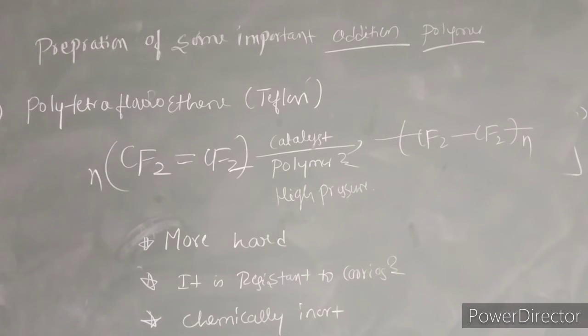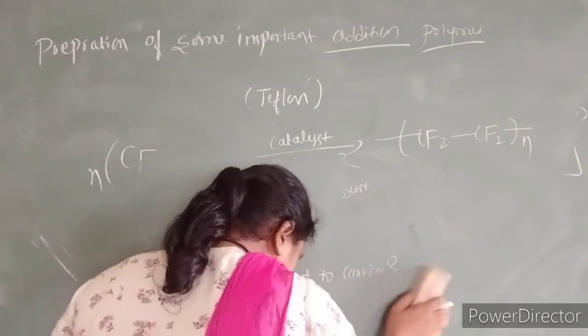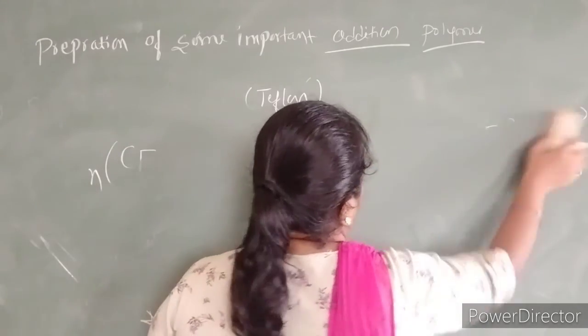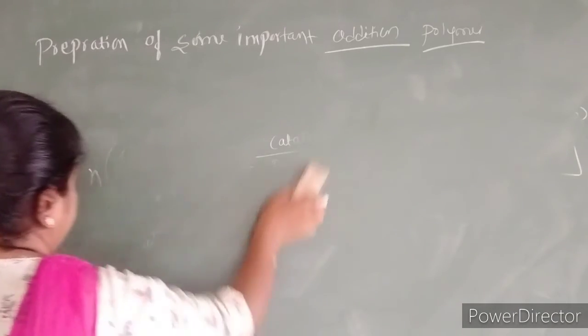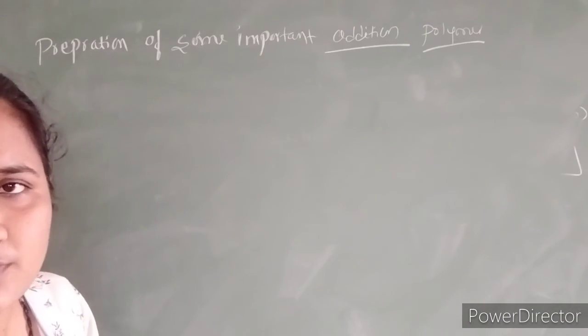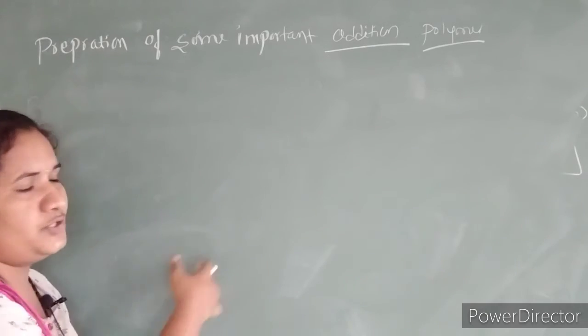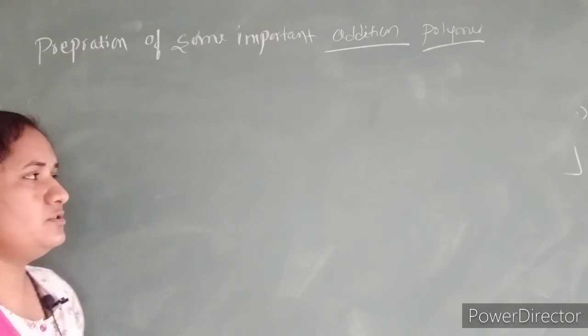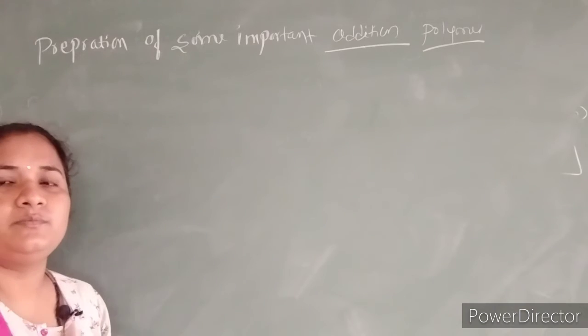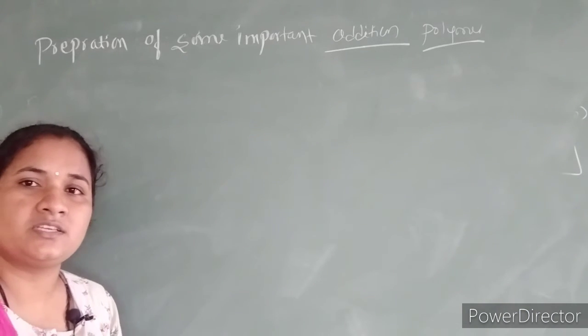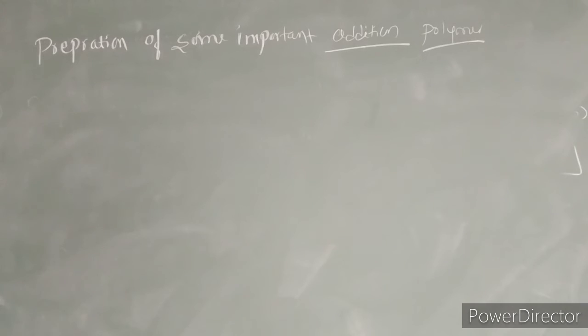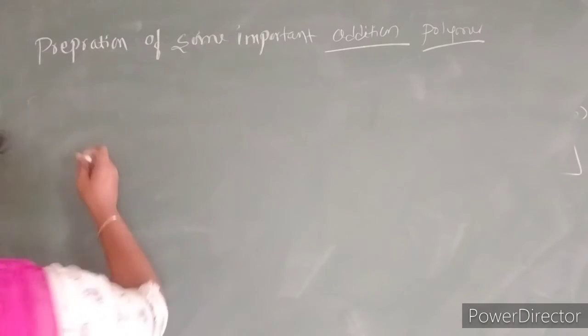So the last addition polymer is polyacrylonitrile. You have to remember uses also. Many times they ask about uses or applications. So with the properties you have to remember the uses of each polymer, then it will be helpful for you. So the third one is polyacrylonitrile.